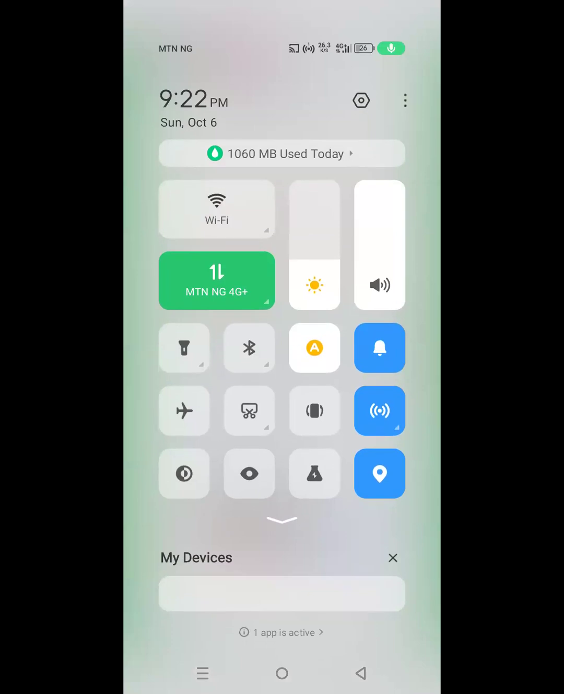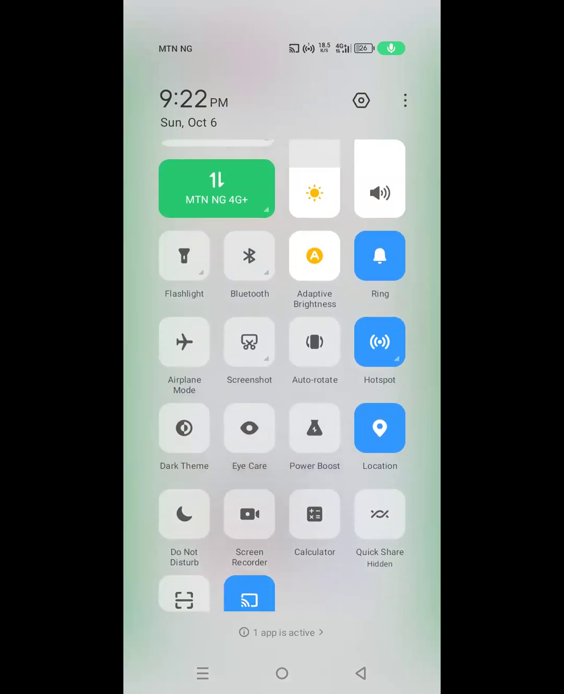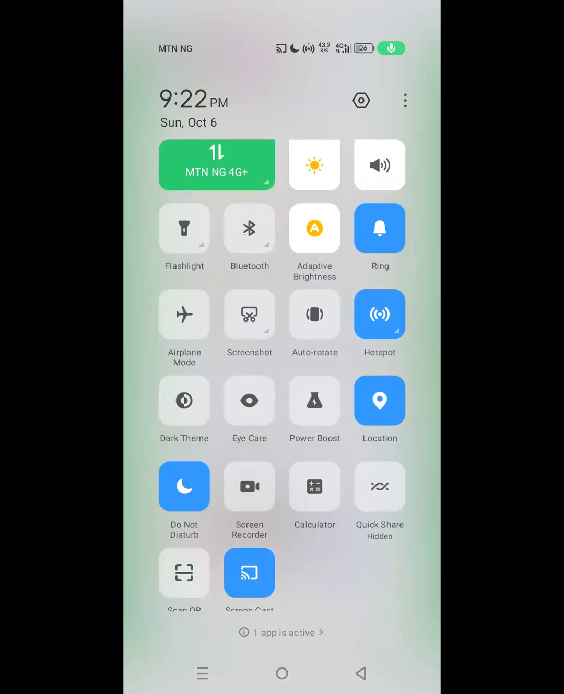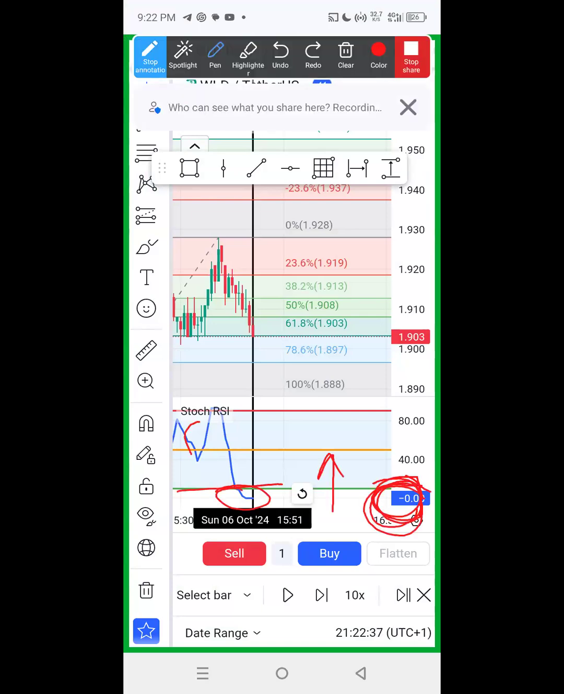I think I should put it on do not disturb, so that messages will not be disturbing. So that's it. Now you see, now I just need one of the three. So I've got one of the three, I'm fine.